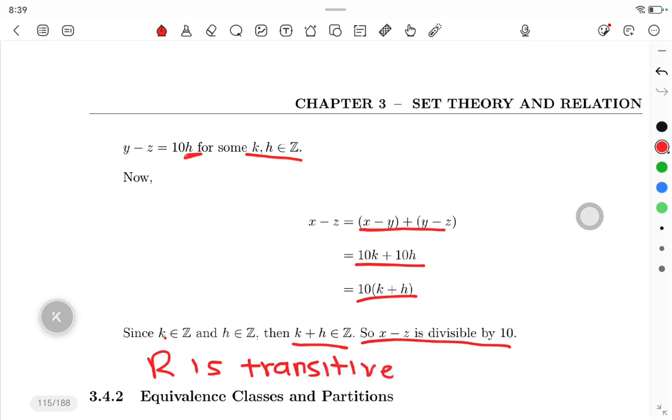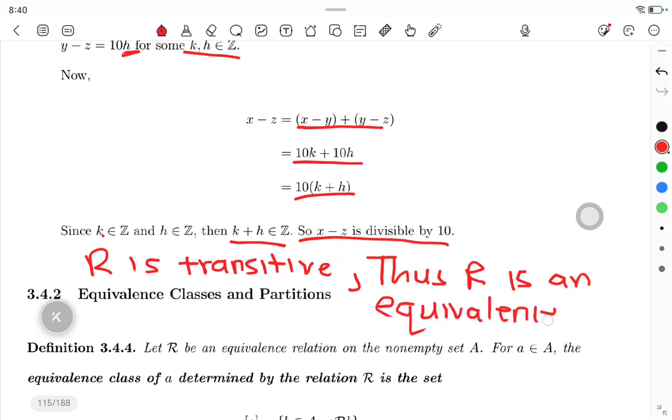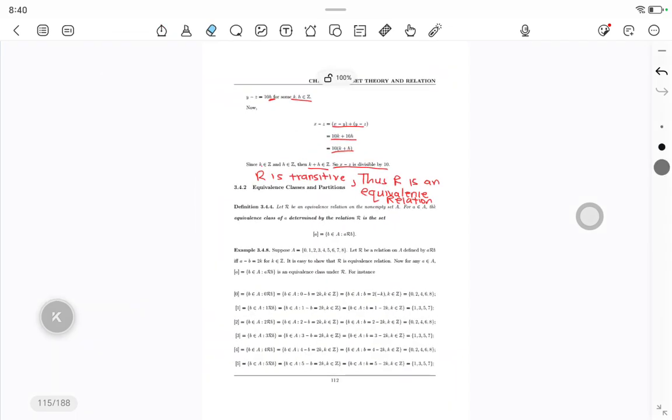And since R is reflexive, symmetric, and transitive, even though they didn't conclude here, you must state that thus R is an equivalence relation. You must state that R is an equivalence relation. So if that is the case, then we can stop here.